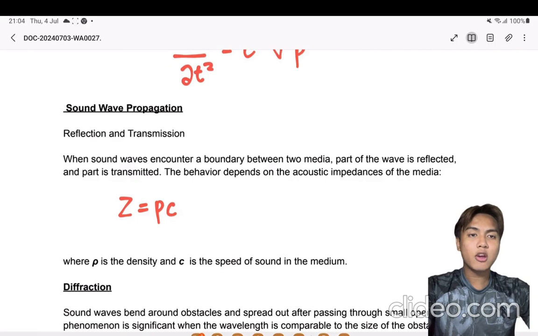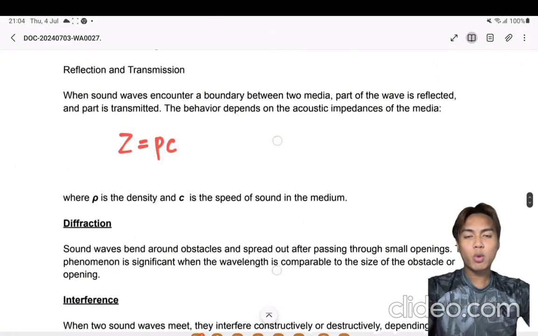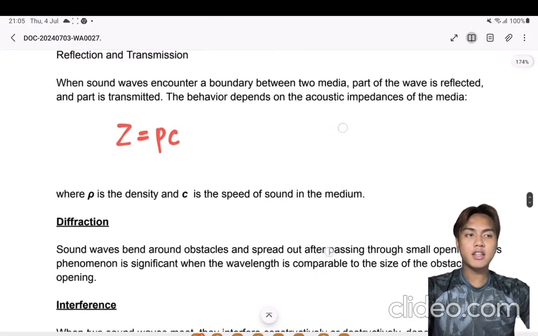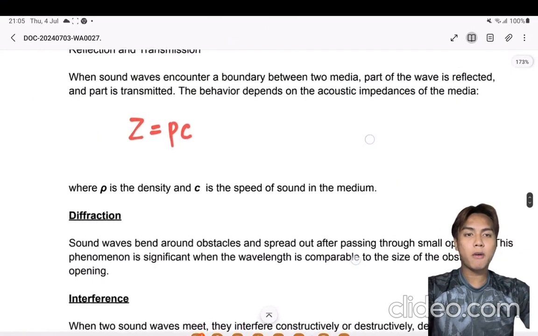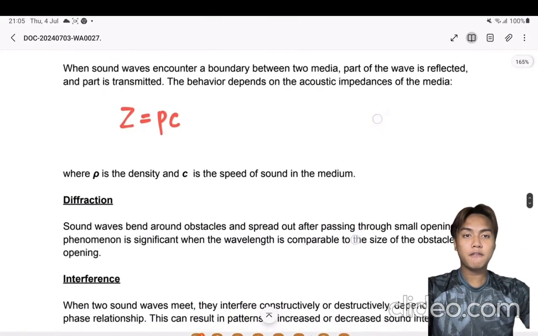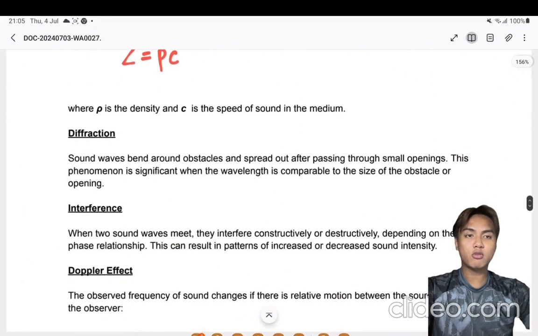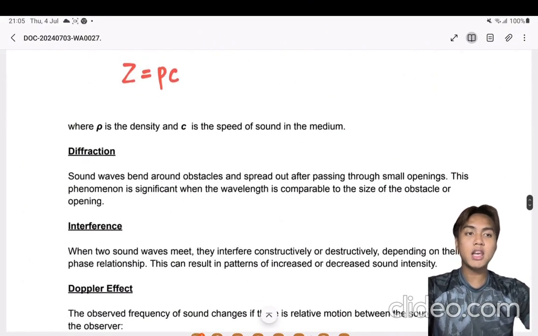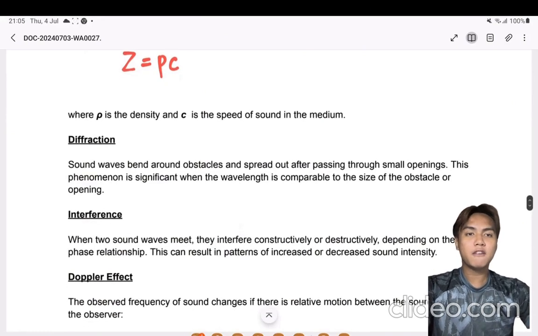For diffraction, sound waves bend around obstacles and spread out after passing through small openings. This phenomenon is significant when the wavelength is comparable to the size of the obstacle or opening. And for interference, when two sound waves meet, they interfere constructively or destructively, depending on their phase relationship. This can result in patterns of increased or decreased sound intensity.